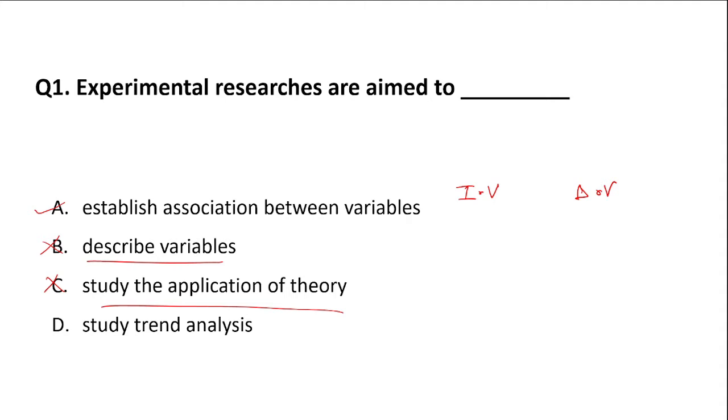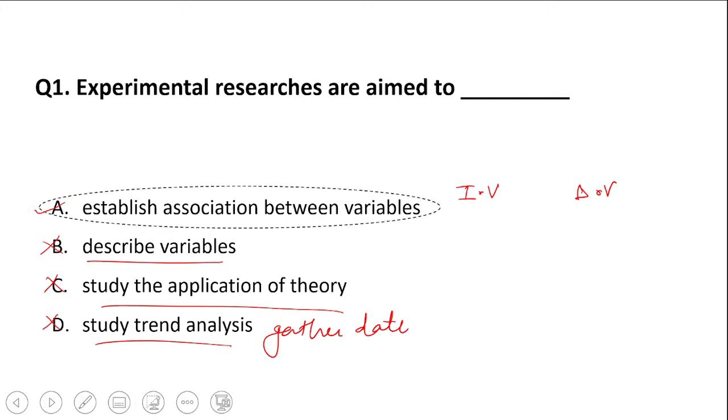And last option, study trend analysis. Okay, so what is study trend analysis? The trend studies gather data from a particular population characterized by a specific variable such as educational level. Again, this is incorrect. Okay, so here option A is the correct answer, establish association between variables.